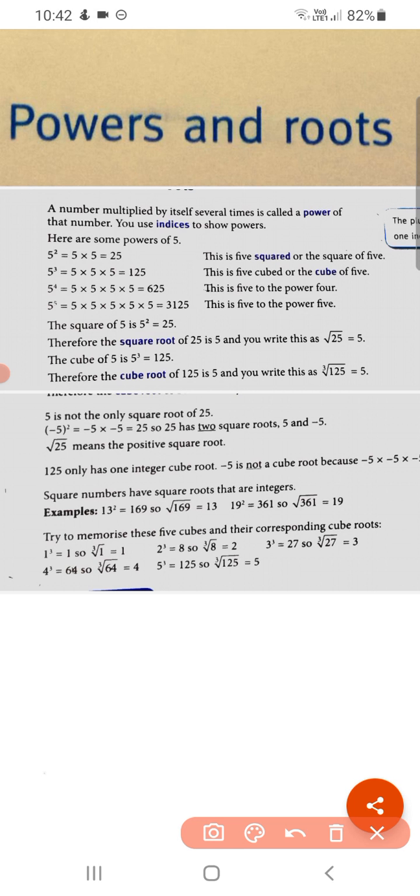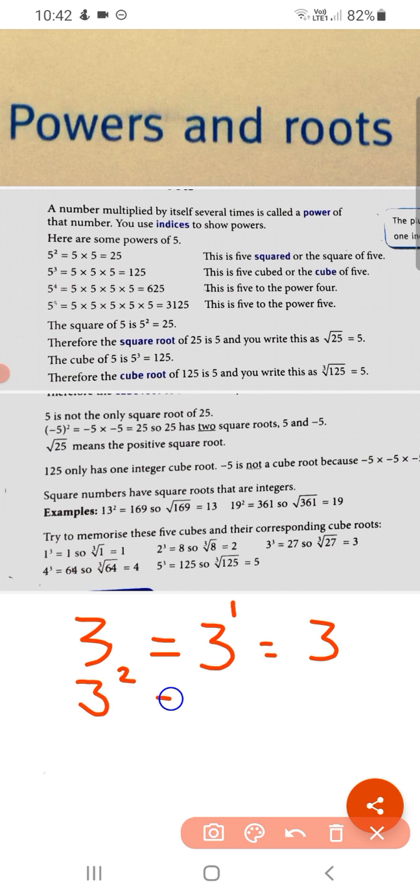Okay. Suppose we are writing the power of 3. 3 means 3 to the power of 1. That means 3. 3 squared means we are multiplying 3 two times. So the power is 2, index also 2. 3 into 3, 9.